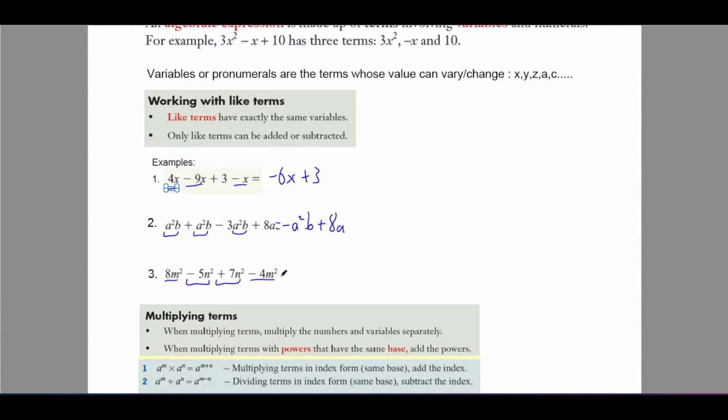So what's 8 apples take away 4 apples? Well, 4 apples. All right, 4 of those things. What's minus 5 bananas plus 7 bananas? So that's going to give you 2 bananas, right? So you write plus 2 of this thing, which is n squared.